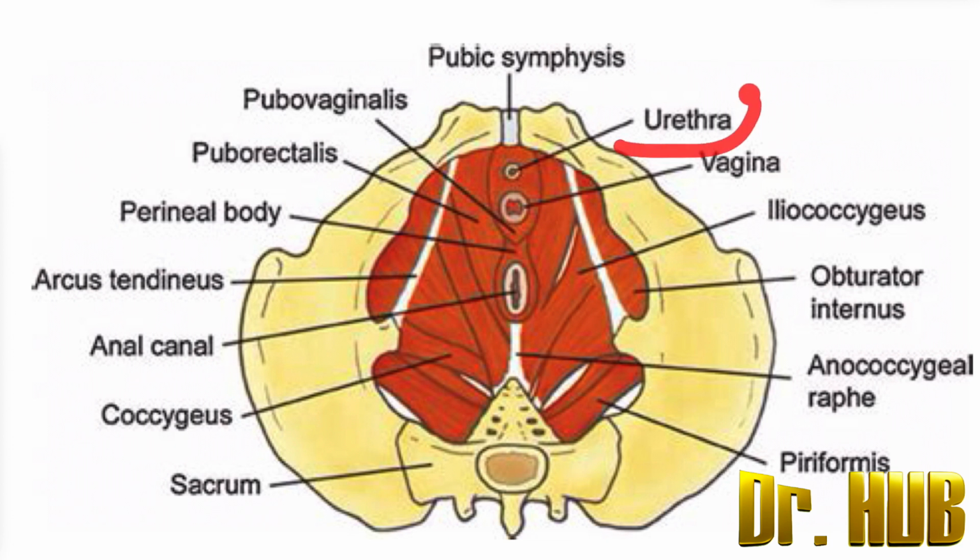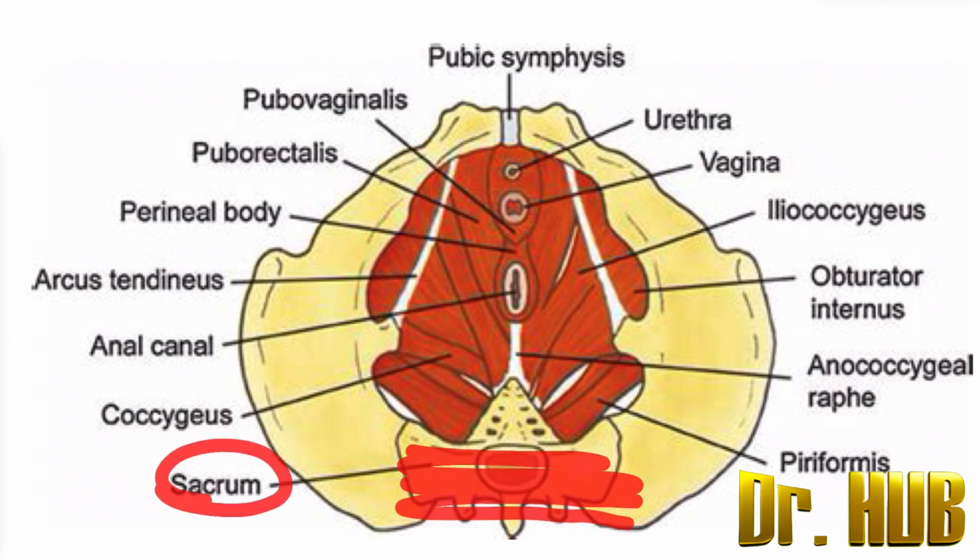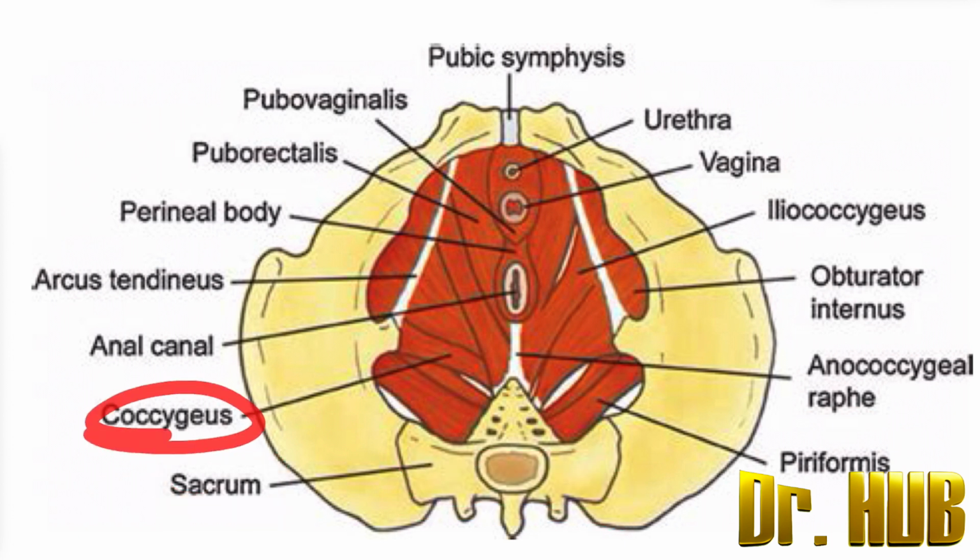Here there is a urethra, and there's the presence of the vagina. Then there are some muscles like the iliococcygeus, and then the obturator internus. Then there is an anococcygeal raphe, which is present in the midline. Then there is the piriformis, which is also present. Then comes the sacrum, present at the end. Then there is the coccygeus muscle.